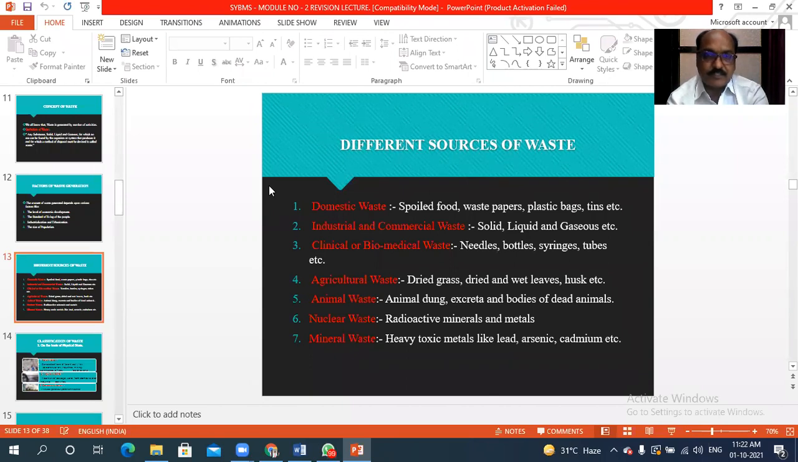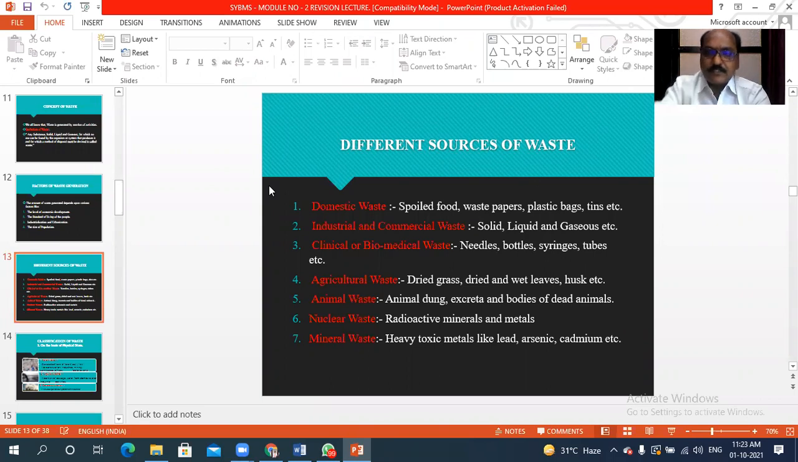Then mineral waste. It includes, dear students, heavy toxic metals like lead, arsenic, cadmium. Okay, so these mineral resources are mostly responsible for waste. Is it clear? So these are, dear students, the 7 most important sources of generation of waste.